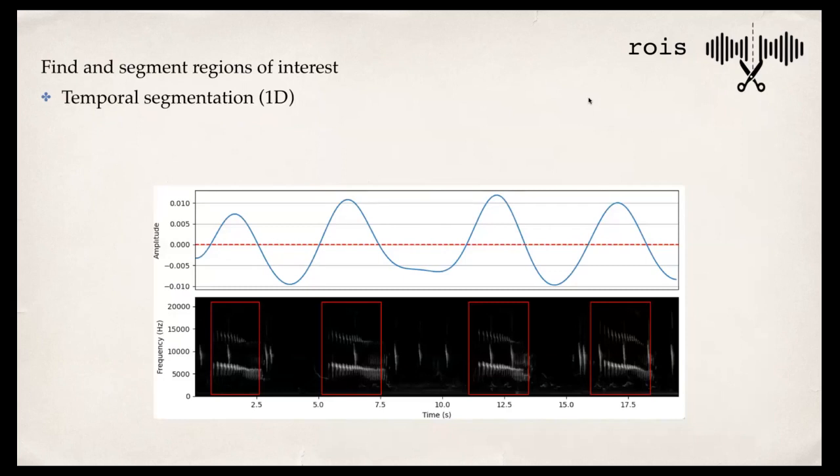Then, once you load your data, you might want to find some regions of interest. And we have very simple tools. For example, to make a temporal segmentation in 1D, we have a simple detector based on wavelet. So you just have to give the temporal and frequency parameters, and it will find the main patterns that match these two features. This is a very simple detector.